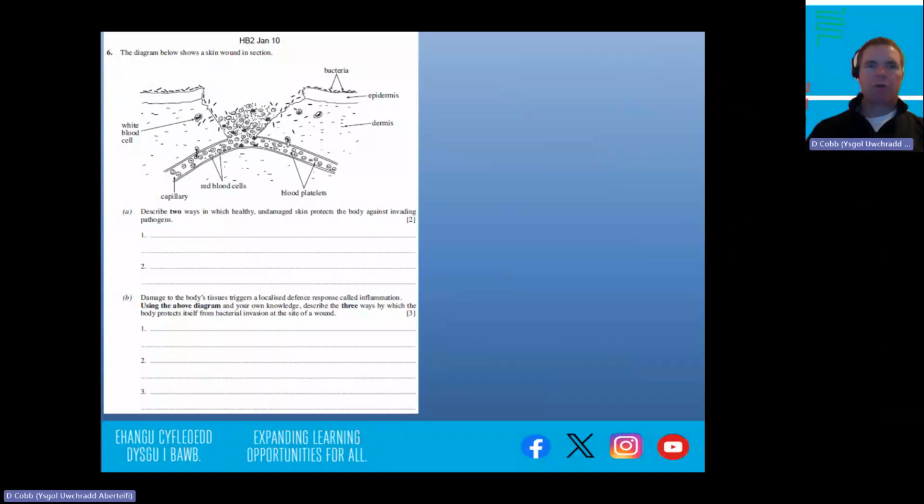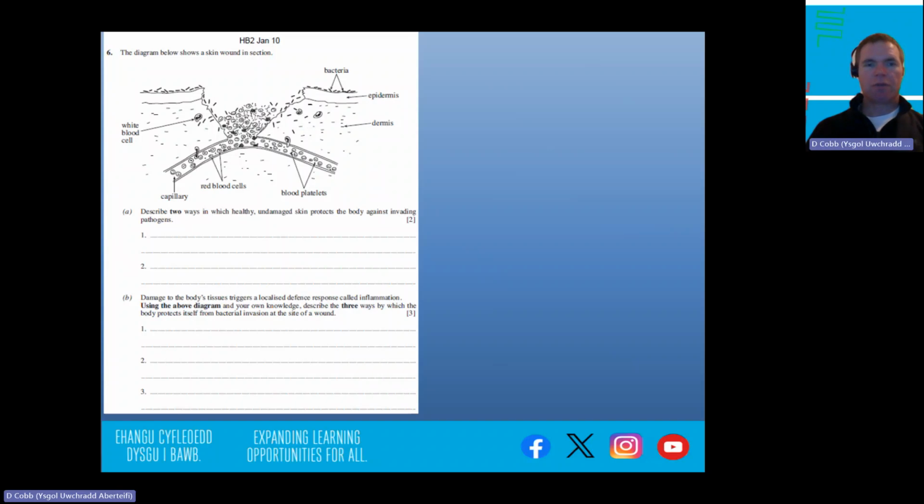So let's just have a look at the type of question you can get. I'm going to try my best here to also give you a little bit of help with how you go about doing past paper questions, and more importantly for me, learning from past paper questions. So this question here shows a skin wound, and it asks you to describe 2 ways in which healthy, undamaged skin, so not really relevant to the picture, protects the body against invading pathogens.